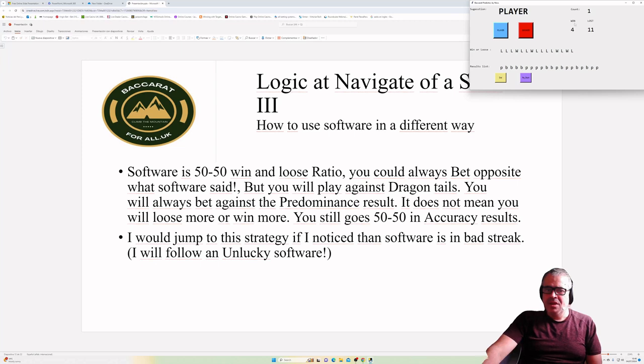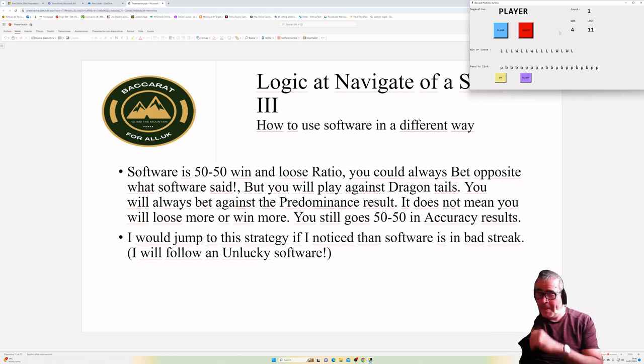Okay, the won number and the lost number: they tell you how many times the software has won or how many times the software has lost. And the tendency is always for both of them, because the prediction accuracy of the software is 50%, to get to the same number. So at some point, this number catches this number.